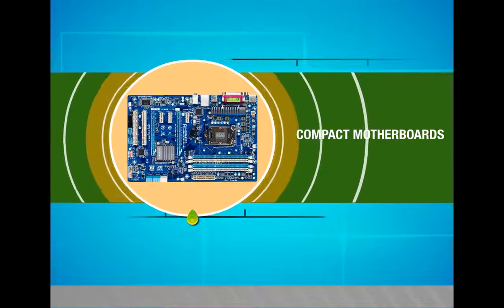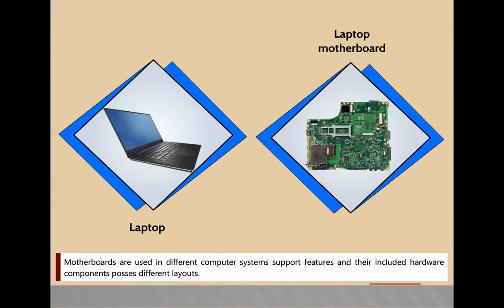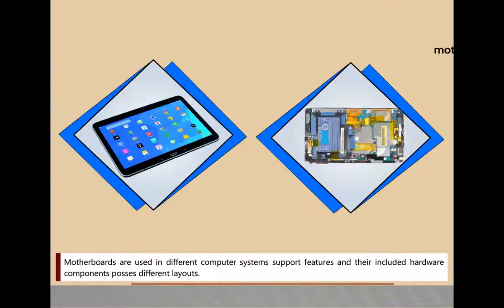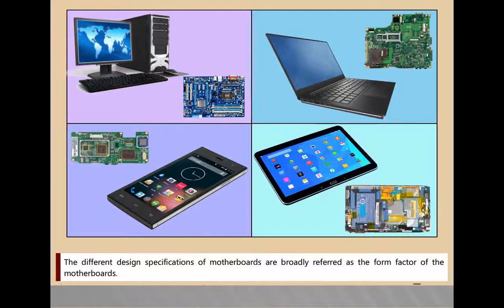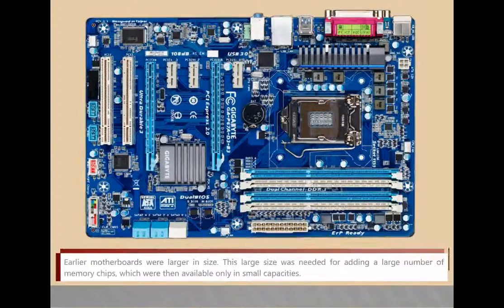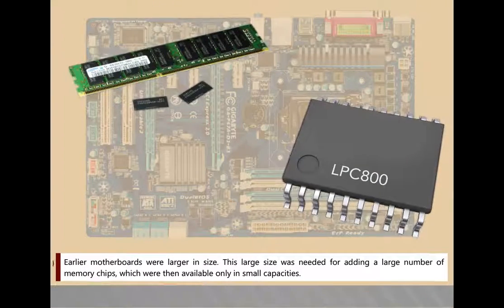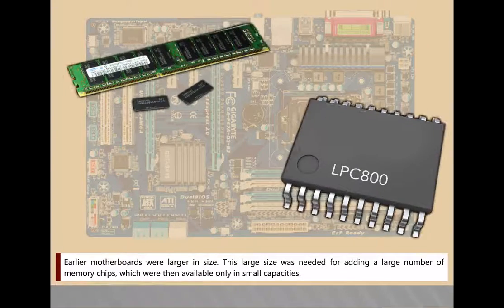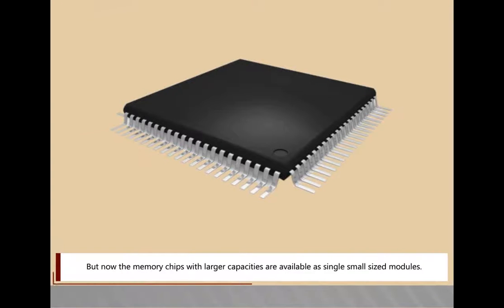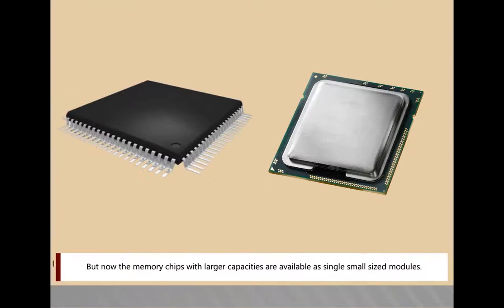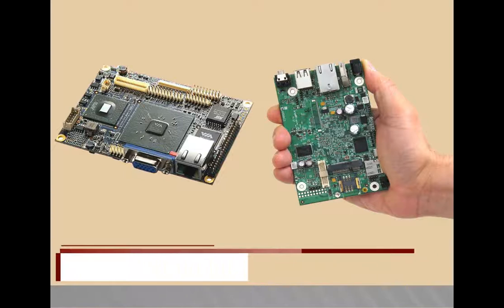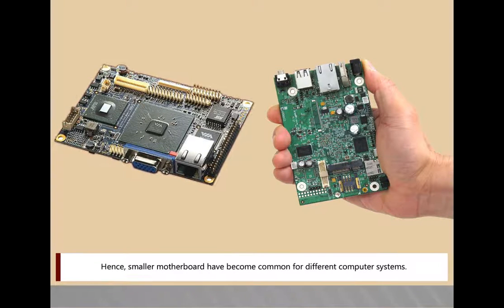Compact motherboards. In this video, we are going to see about compact motherboards. Motherboards are used in different computer systems, support different features, and their included hardware components have different layouts. The different design specifications of motherboards are broadly referred to as the form factor of the motherboards. Earlier, motherboards were larger in size. This large size was needed for adding a large number of memory chips, which were then available only in small capacities. But now, memory chips with larger capacities are available as single small-sized modules. Hence, smaller motherboards have become common for different computer systems.